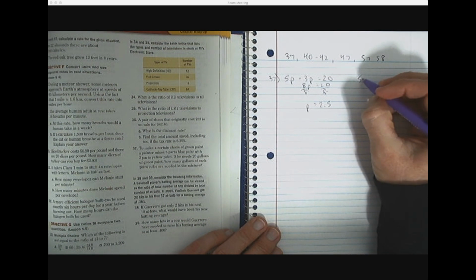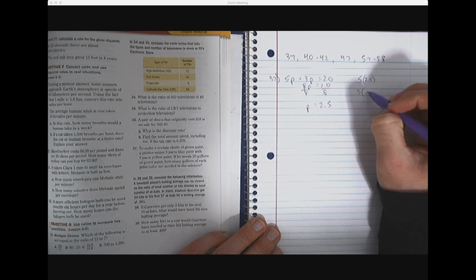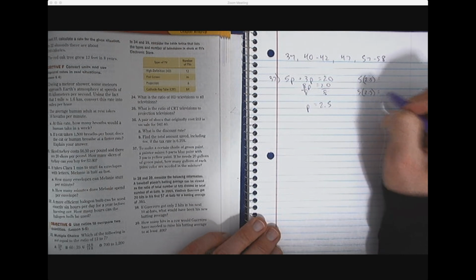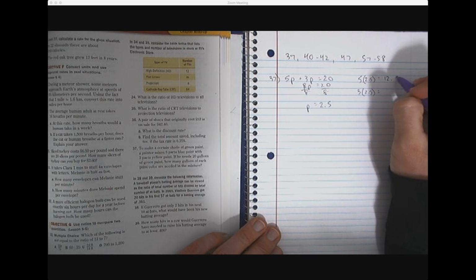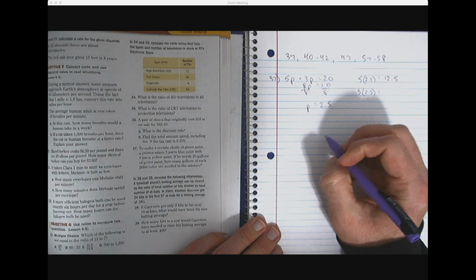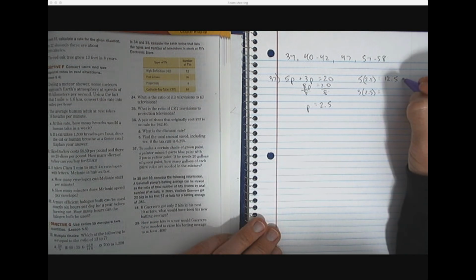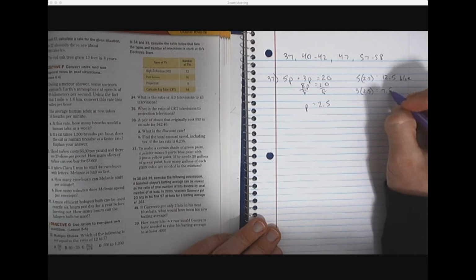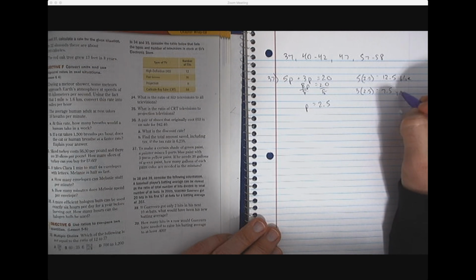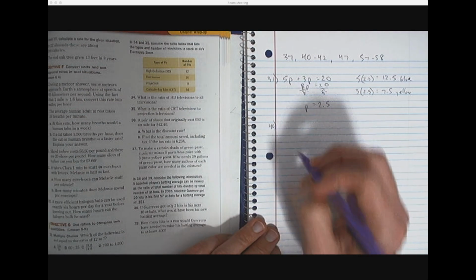So we need 5 times, so plug in the P, 2.5. We need 3 times 2.5. So we get 12.5 right here, and that is, what's our 5P? Blue paint. And 3 times 2.5 is 7.5, and that was yellow. Okay, number 40.